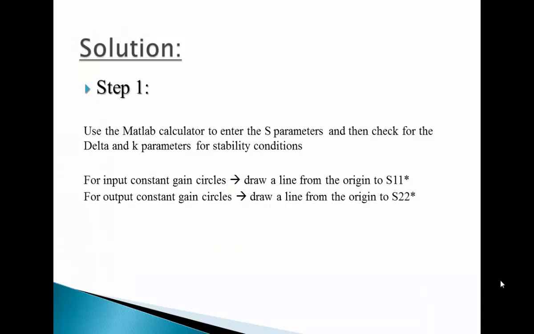Now, to start drawing the constant gain circles, we first draw a line from the origin to S11 conjugate, and for the output constant gain circles, draw a line from the origin to S22 conjugate.